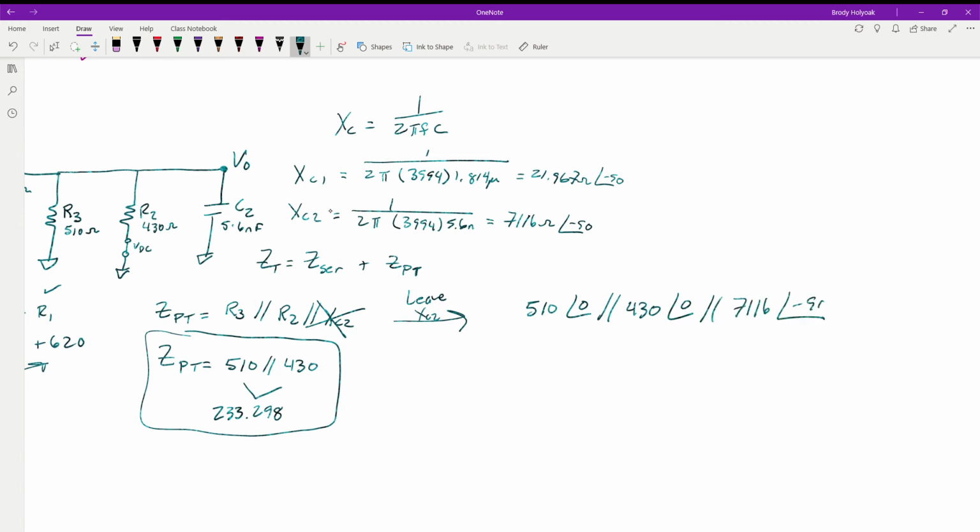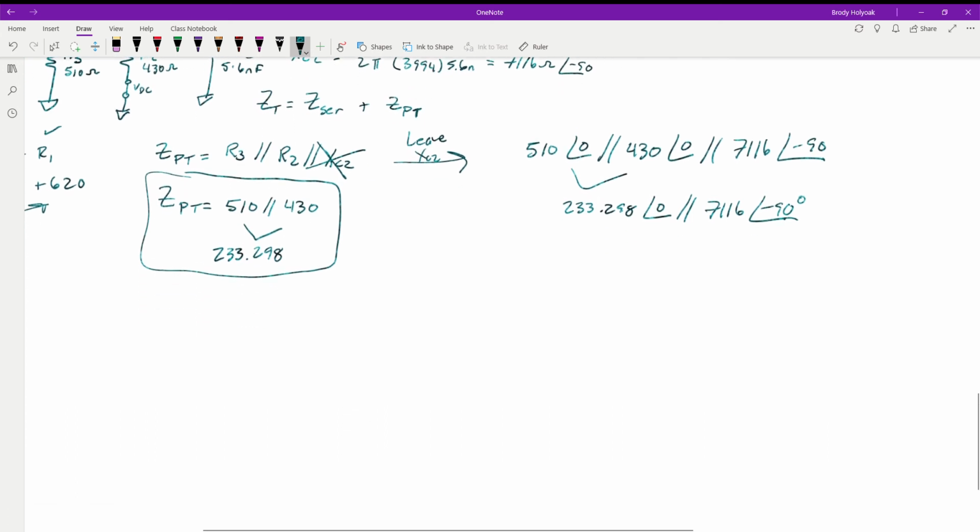at a negative 90. Okay, so again, I'm just going to combine these two guys together because they're resistors and I want to deal with one value. So this becomes 233.298 at 0 degrees in parallel with the 7,116 at negative 90 degrees. So now that I'm down to just two branches, I'm going to use the product over the sum, to save myself some flip-flopping back and forth between polar and rectangular notation.